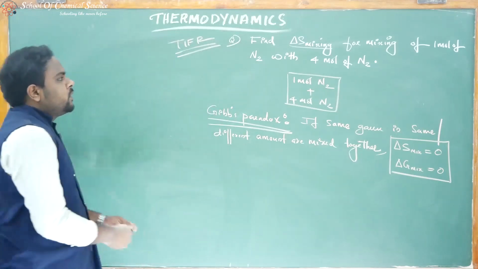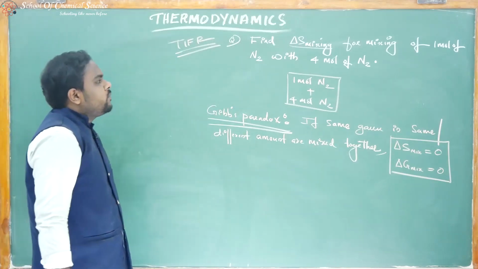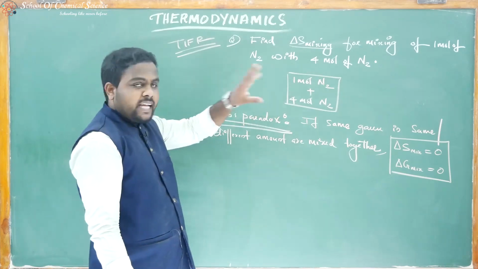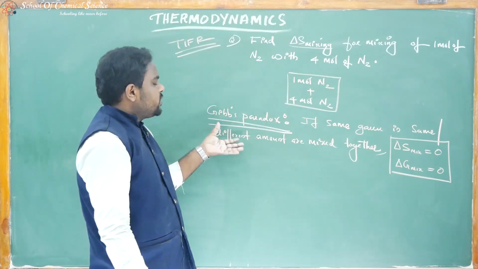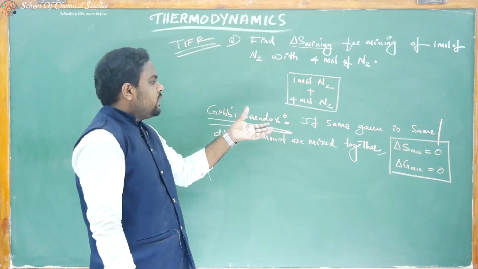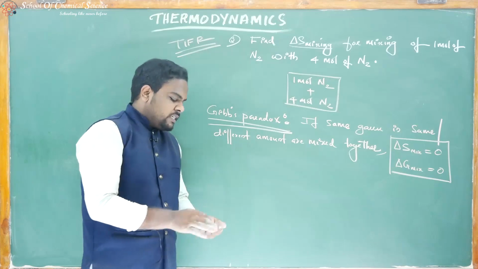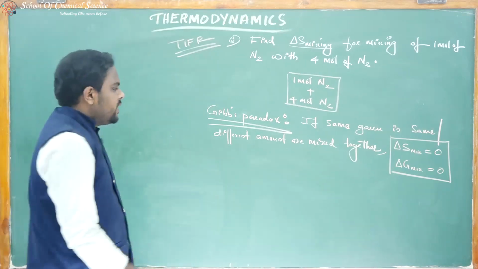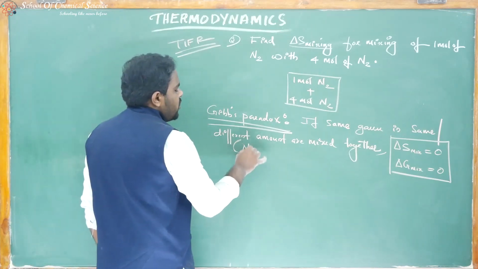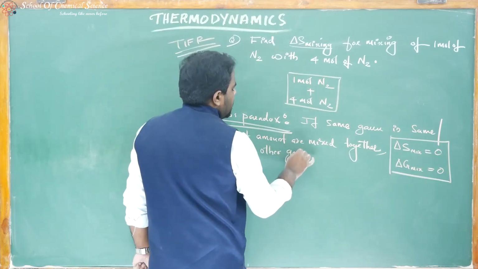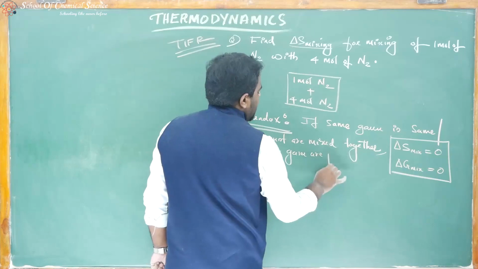Okay. Find the delta S mixing for mixing of 1 mole of N2 with 4 moles of N2. Both gases are the same. According to Gibbs paradox, if same gases in same or different amount are mixed together, delta S mixing and delta G mixing are equal to 0. In brackets, no other gases are present.